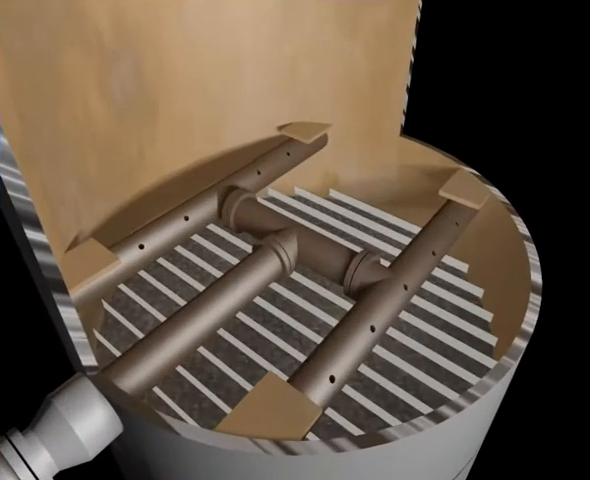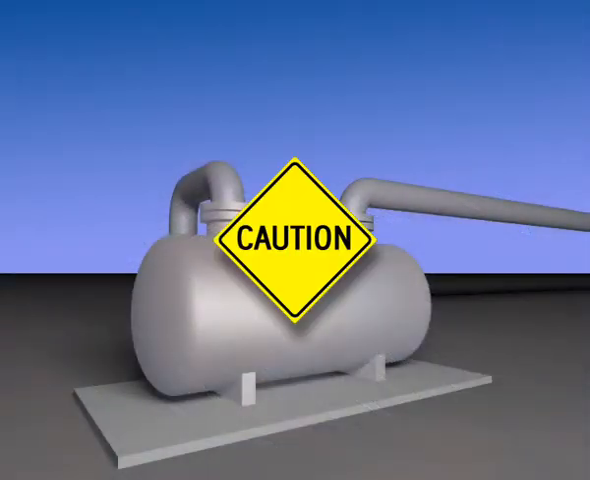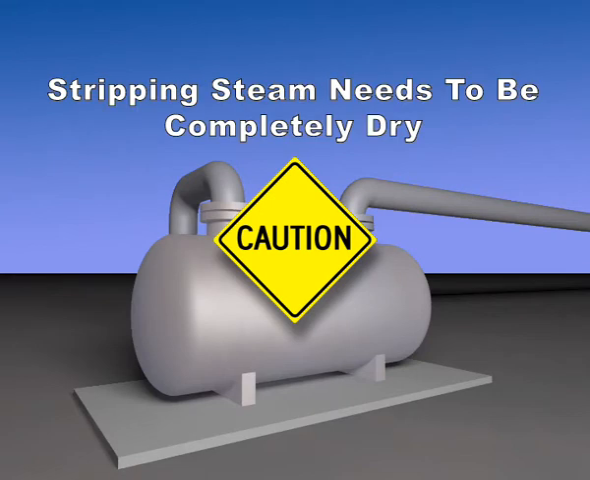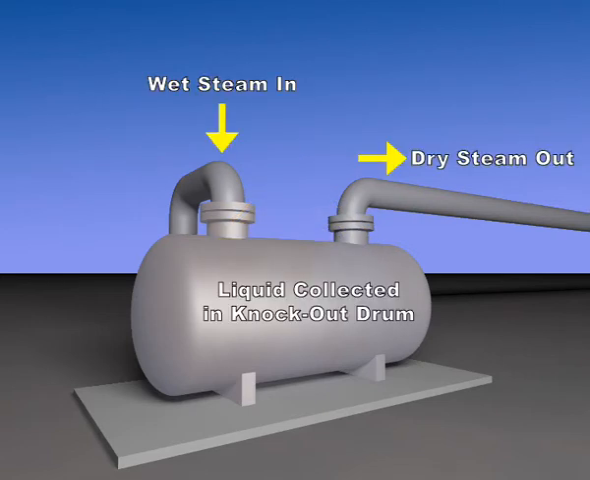Here we see a high-pressure steam stripping sparger that is used to distribute the steam into the column. The pipes have small holes acting as orifices to maintain the appropriate pressure. It is important that the superheated steam is completely dry and doesn't contain any condensed wet elements. By routing the steam through a knockout drum, the wet steam can be collected as it condenses in the drum. The dry steam can now safely be added to the column.